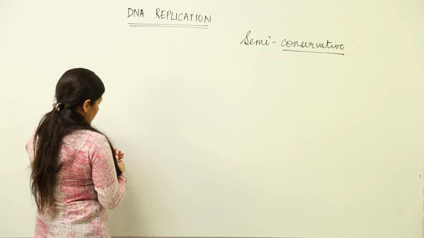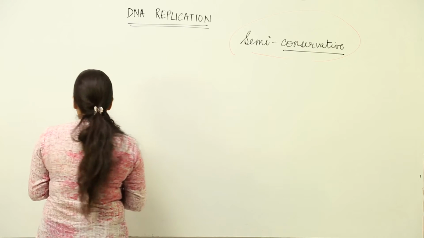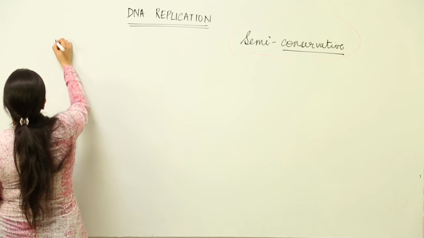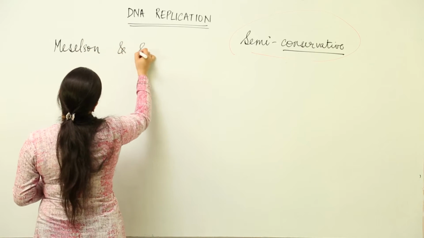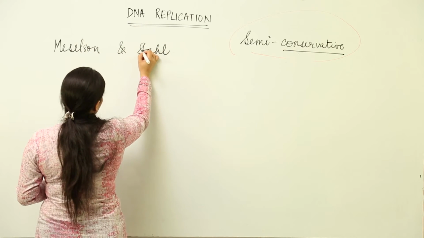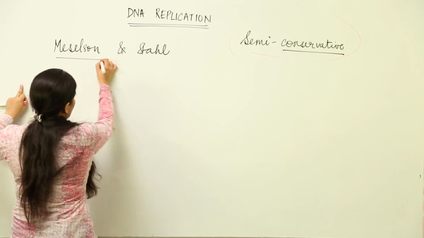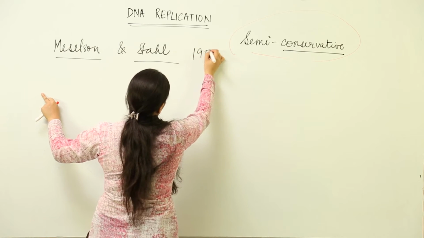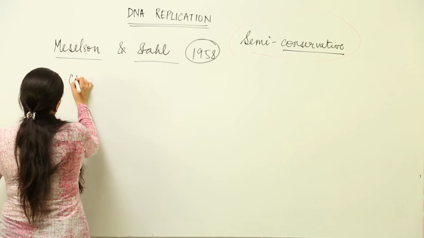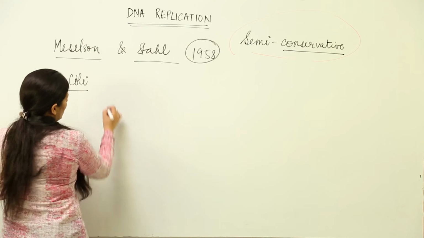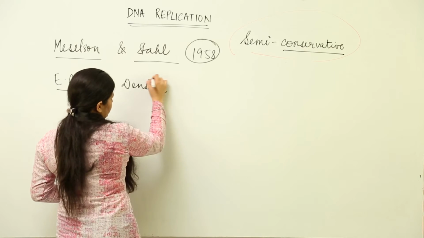The E. coli experiment for proving that DNA replication is semi-conservative was carried out by Meselson and Stahl. Alright, these are the second names of the two scientists. In 1958, they carried out this experiment using E. coli and the idea of density centrifugation.